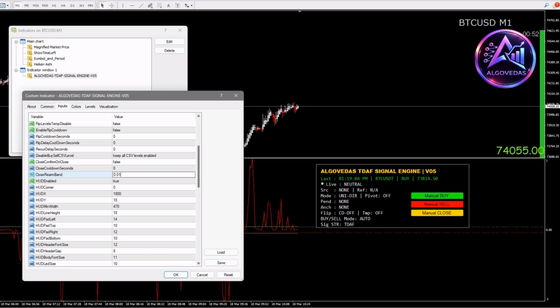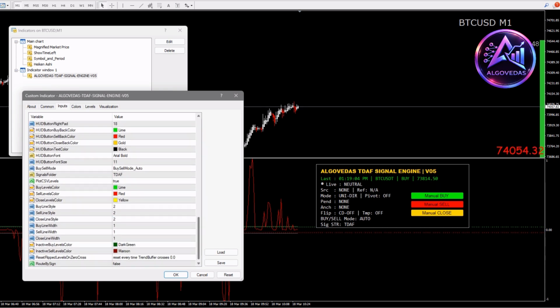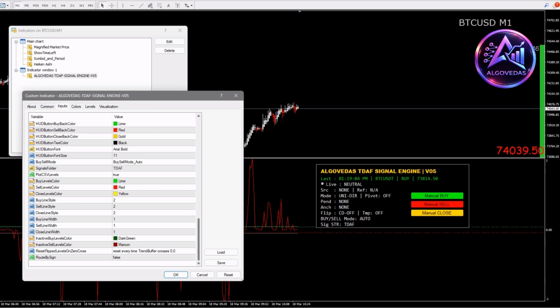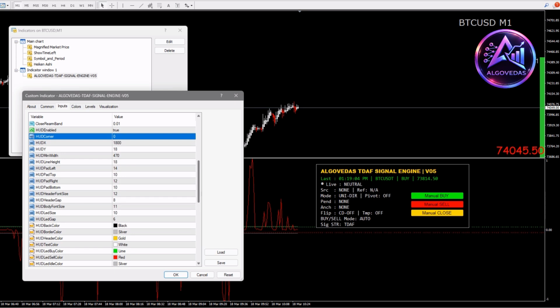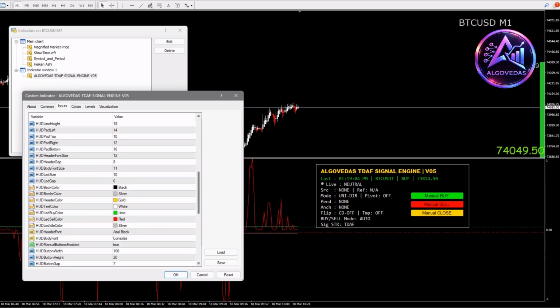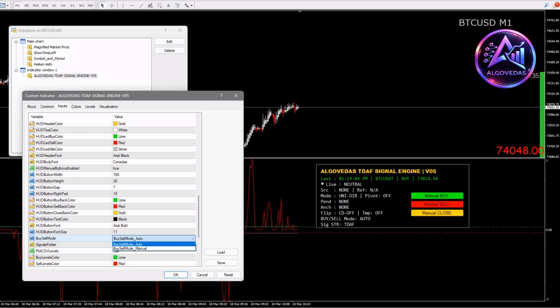Two modes: auto mode, fully automated signals; manual mode. You decide using HUD buttons: buy, sell, close. And here's the beauty: even in manual mode, the engine still shows live logic. So you're not blind, you're guided.